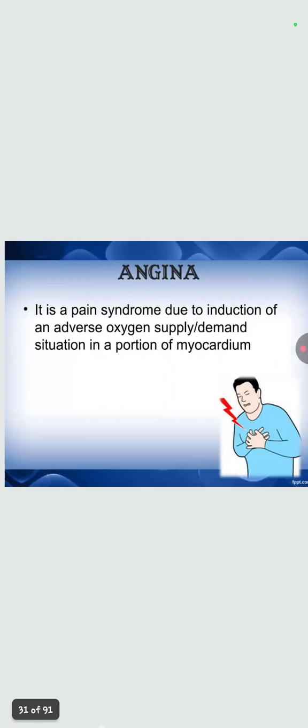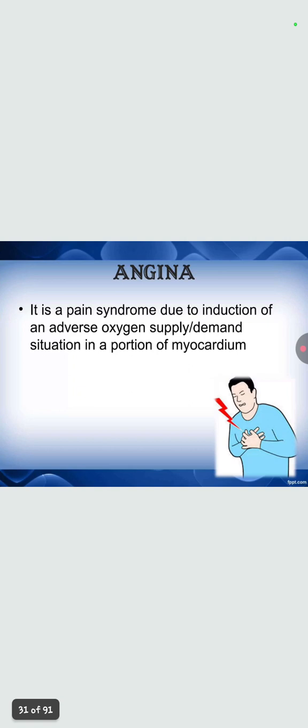Now the anti-anginals. Angina is a condition of chest pain, that is the angina pectoris. It is a pain syndrome due to the induction of the adverse oxygen supply and demand situation in a portion of the myocardium. Angina pectoris and myocardial infarction are types of ischemic heart disease in which there is a decrease in the supply of oxygen and blood to the body. If there is a decrease in oxygen, this is known as angina pectoris, and if there is a decrease in amount of the blood supply, then it is known as a myocardial infarction, that is due to the circulatory issue.